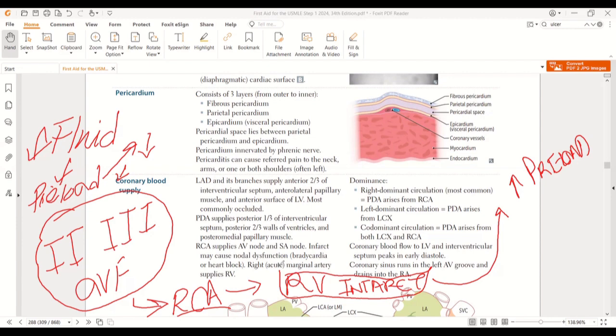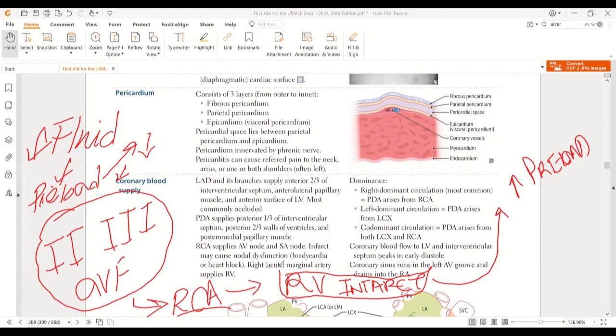Also, we avoid beta blocker. Again, beta blocker. The right coronary artery also supplies the AV node and SA node. So the patient may present with bradycardia or heart block, right? So we avoid beta blocker as well. One more difficult thing related to the right ventricle infarct.